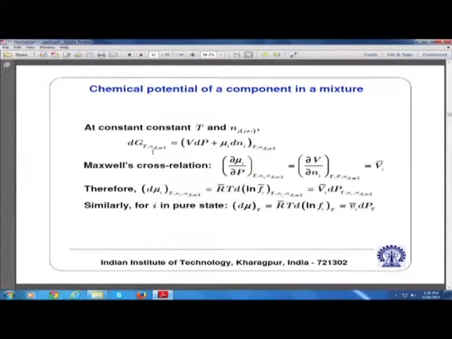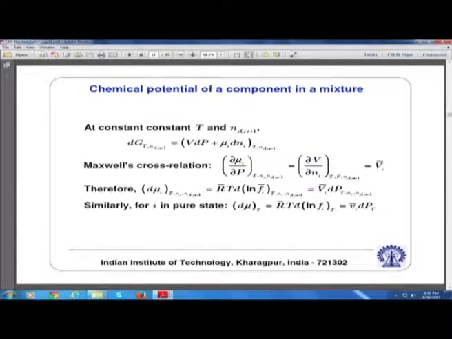Remember that we wrote dG at constant T, with Nb for the number of moles of the component B; instead of Nb we are writing Nj for any j not equal to I. So it is like B not equal to A. Accordingly this expression we have written, and the Maxwell's cross relation, which is nothing but the rule of partial derivatives: if dz is equal to m dx plus n dy, then del m by del y is equal to del n by del x. That is the Maxwell's cross relation.